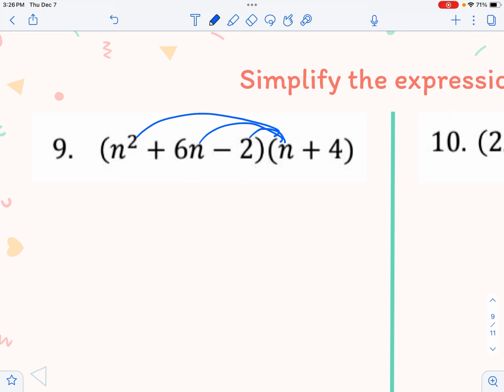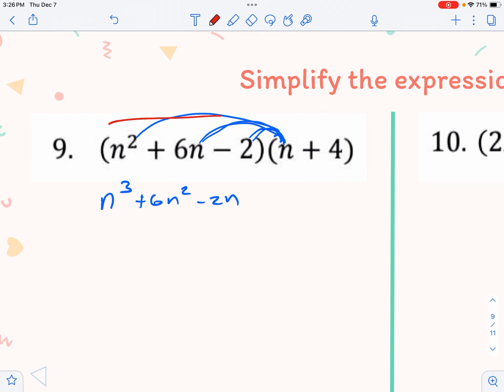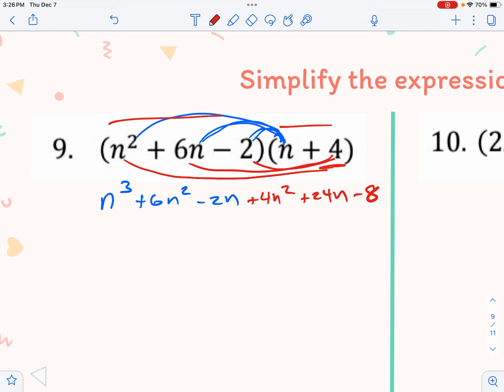by n first. N times n squared is n cubed. N times 6n, that's plus 6n squared. N times negative 2 is just negative 2n. Then, to make sure you multiply every term in the trinomial by every term in the binomial, now I've got to multiply 4 times all these terms. So 4 times n squared is plus 4n squared. 4 times 6n, that's plus 24n. And 4 times negative 2 is negative 8.